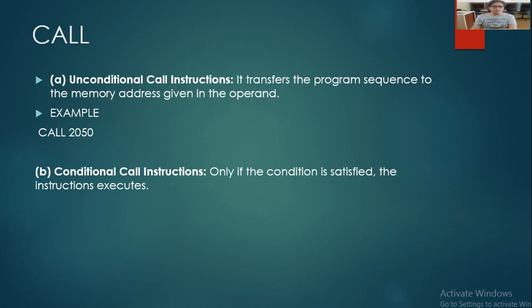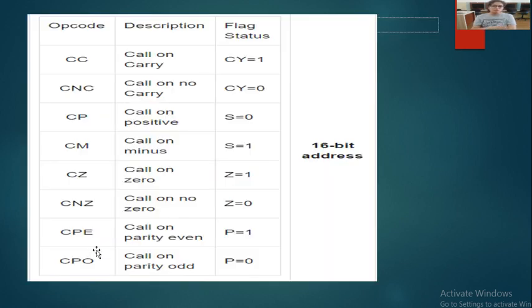As we have studied different conditional jump instructions, similarly we have to study different conditional call instructions. In the unconditional case, we don't have any condition, so there is no group. In the case of conditional call, we have to check the condition. So these are the conditional call statements.